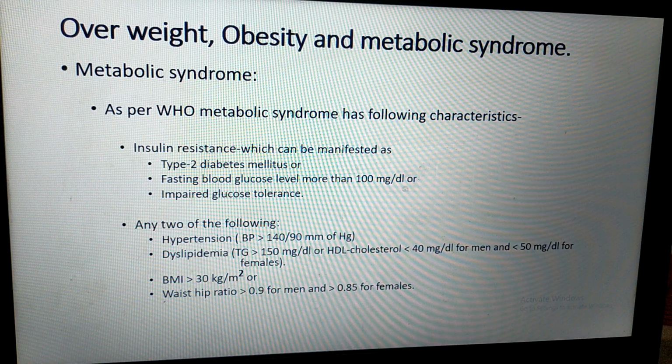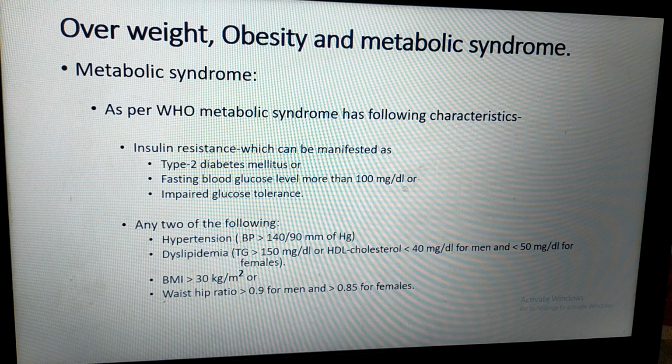First, hypertension. If a person has blood pressure more than 120 by 90 millimeter of mercury, then we call it hypertension. Dyslipidemia. If a person's lipid profile is disturbed, which can be defined by a triglyceride level of more than 150 milligram per deciliter, or HDL cholesterol less than 40 milligram per deciliter for men and less than 50 milligram per deciliter for women.